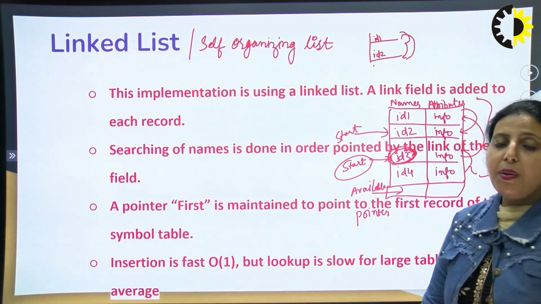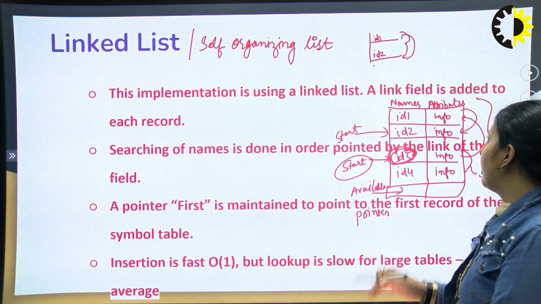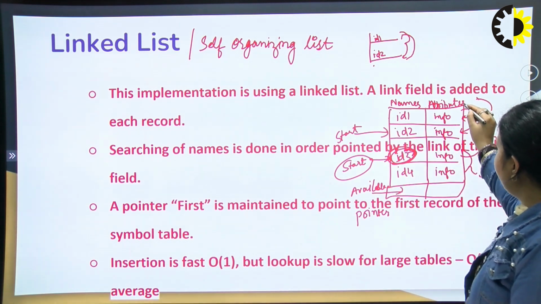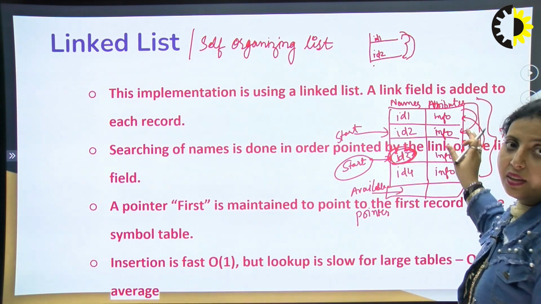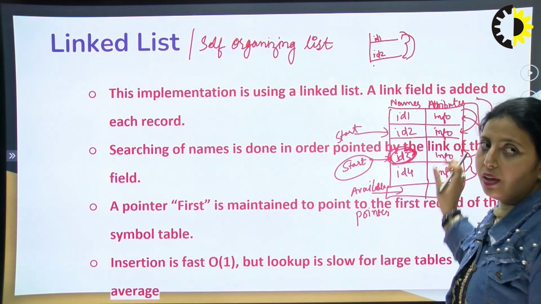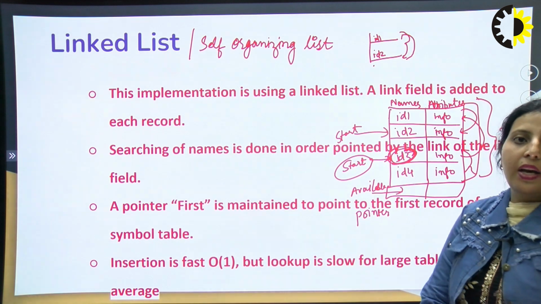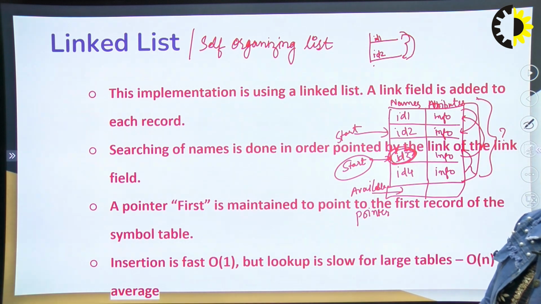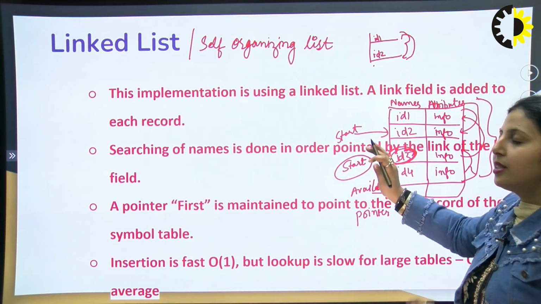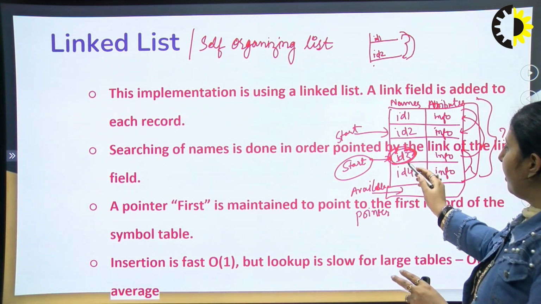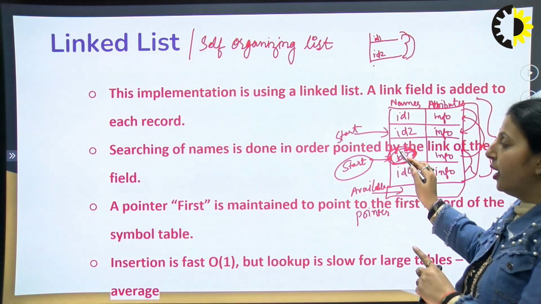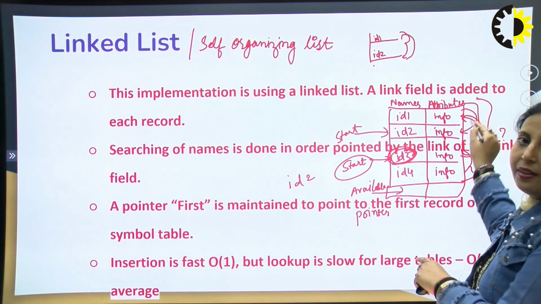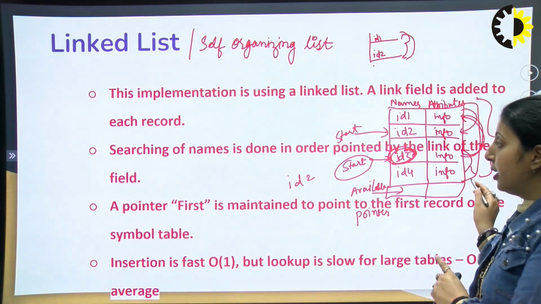So in this implementation that uses a linked list, a link field is added to each record. If this is a record, here is the link field that defines the links between all the information present in the symbol table. In this, searching of a name is done in the order pointed to by the link field. I have just told you how the searching is done. If the start is from ID 3 and we are searching for ID 2, first it will go to ID 1, then it will come to ID 2. In this way the searching is done.